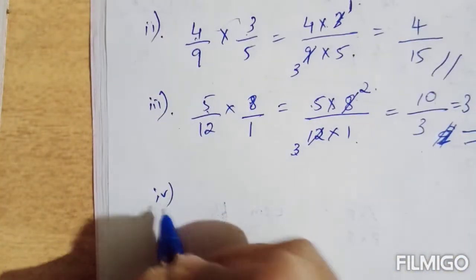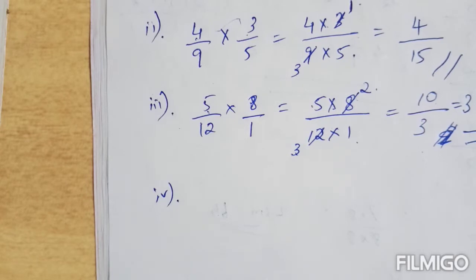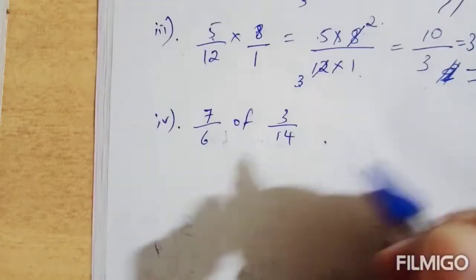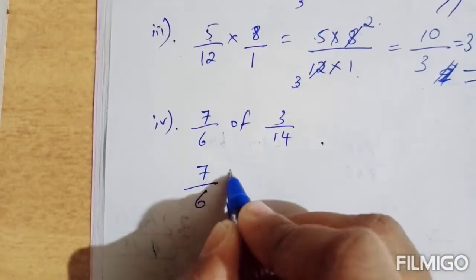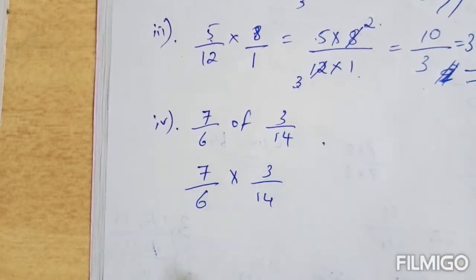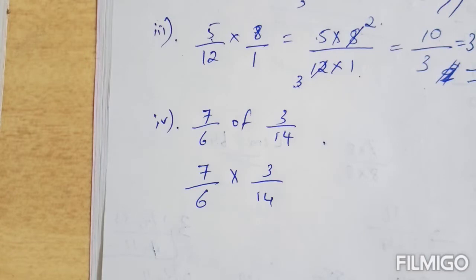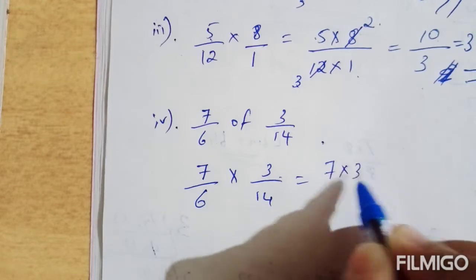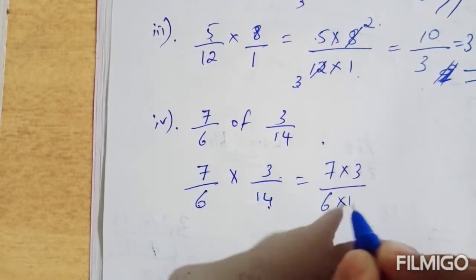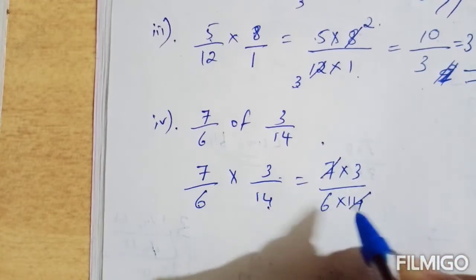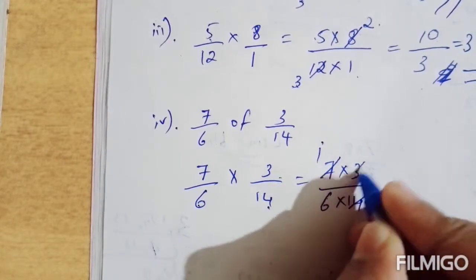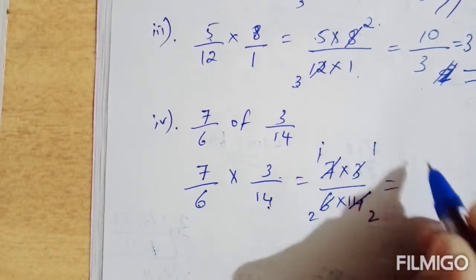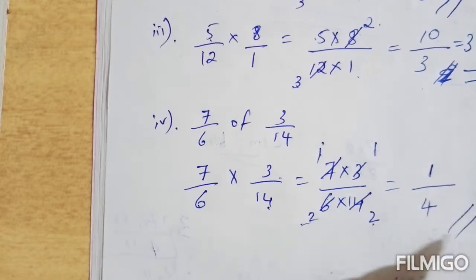Now fourth one, 7 by 6 of 3 by 14. This means you have to find 7 by 6 into 3 by 14. Okay, of actually means multiplication. So 7 by 6 into 3 by 14. Product of numerator 7 into 3 by product of denominator 6 into 14. Now here 7 and 14 will go in 7. Here 1, here 2. And 3 and 6 will go in 3. So 1 here and 2 here. 1 into 1, 1 by 2 into 2, 4. 1 by 4 will be the answer.